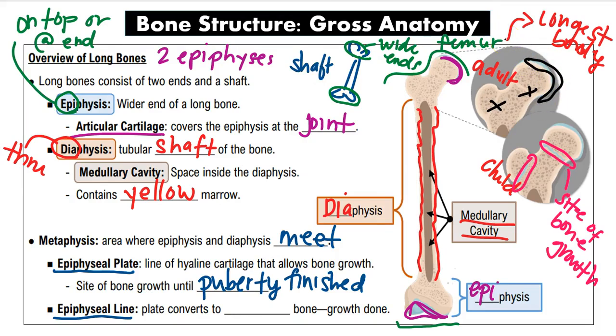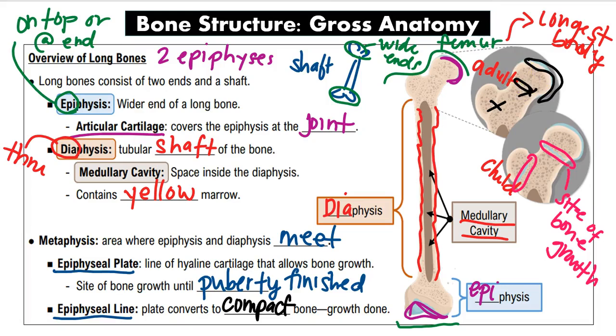Now, what is that going to be called now? Well, once you actually are done with your growth and puberty has finished and your bones are not going to be growing anymore, it goes from an epiphyseal plate to an epiphyseal line. And that is going to convert to compact bone. As you can see, that line is now filled. Now you can say, well, how do I know it's compact bone? There are no holes in this little area right here.